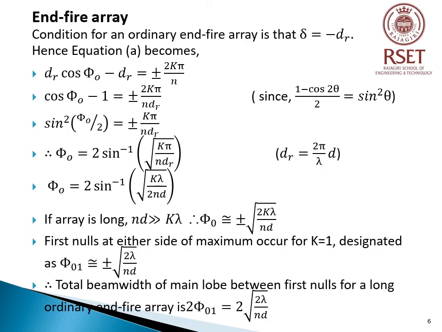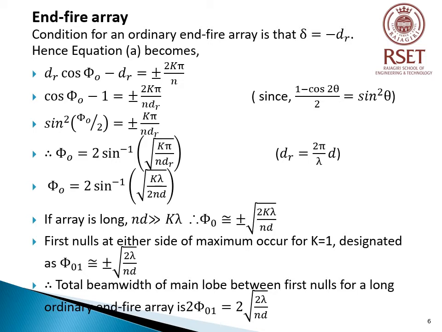So next we are considering the case of end-fire arrays. For an ordinary end-fire array, delta equal to minus dr. We have already seen that during the class hours. Okay, now in equation A for delta equal to minus dr, the equation becomes dr cos phi naught minus dr is equal to plus or minus 2k pi by n. We are taking dr outside, so cos phi naught minus 1 is equal to plus or minus 2k pi by n into dr.